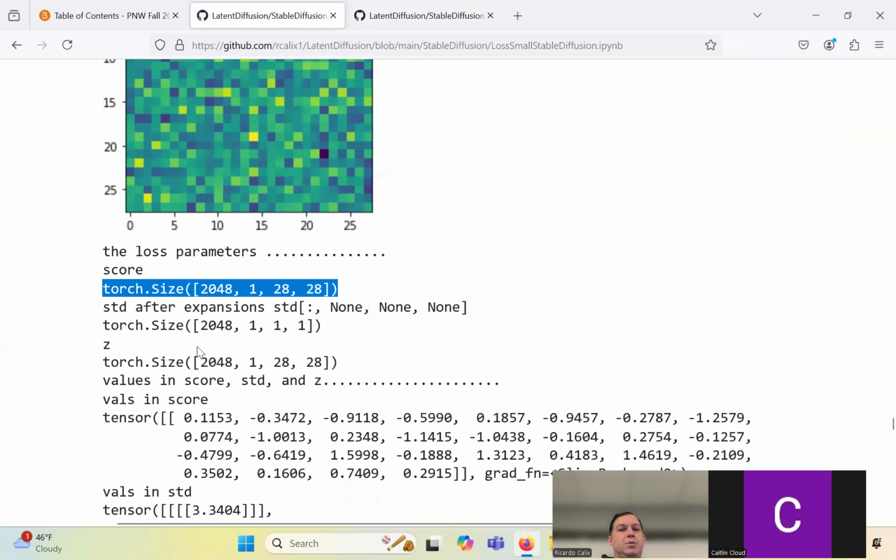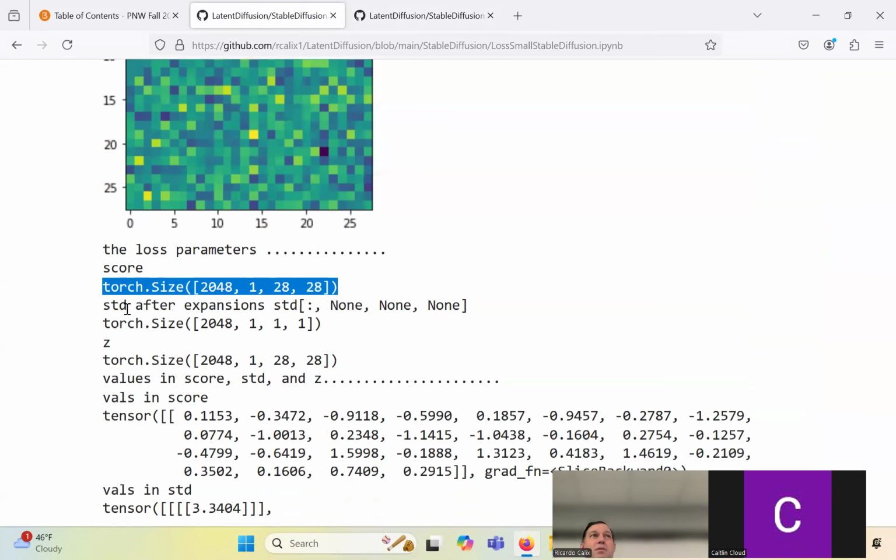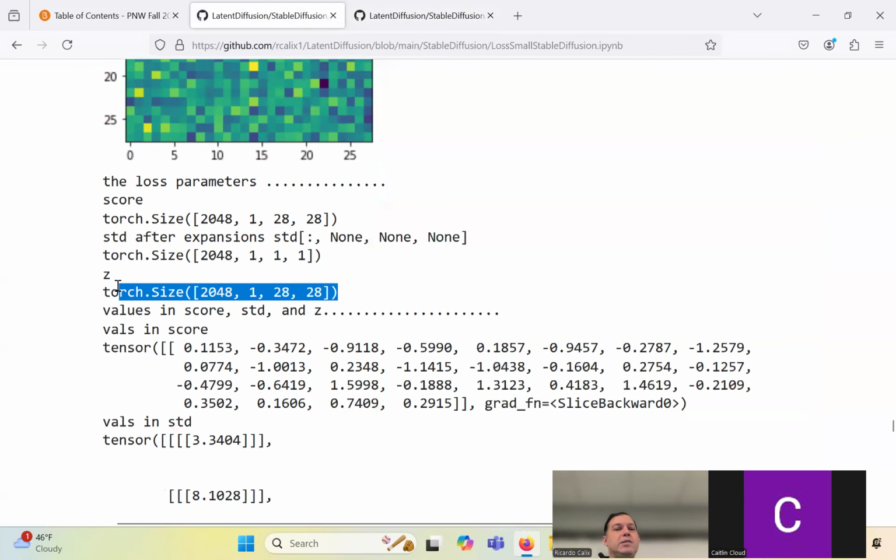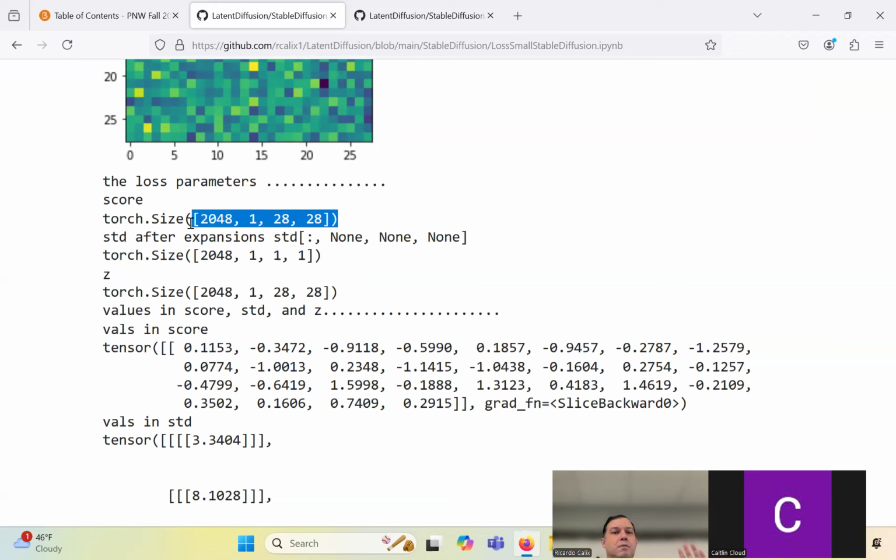So that's why it's 28 by 28. Standard gets expanded so that it can process the image. What is the shape of standard after expansion? You can see it has the same dimensions as this one, so you can perform the operation on it. C is the noise, basically. And so now you have these two things, C and score, and what I want to stress here is that you're taking the difference between the two.